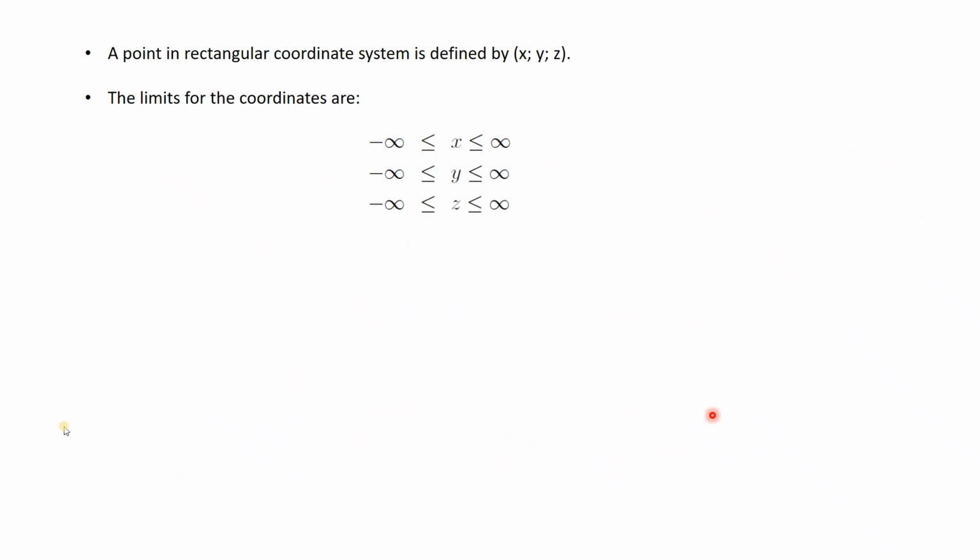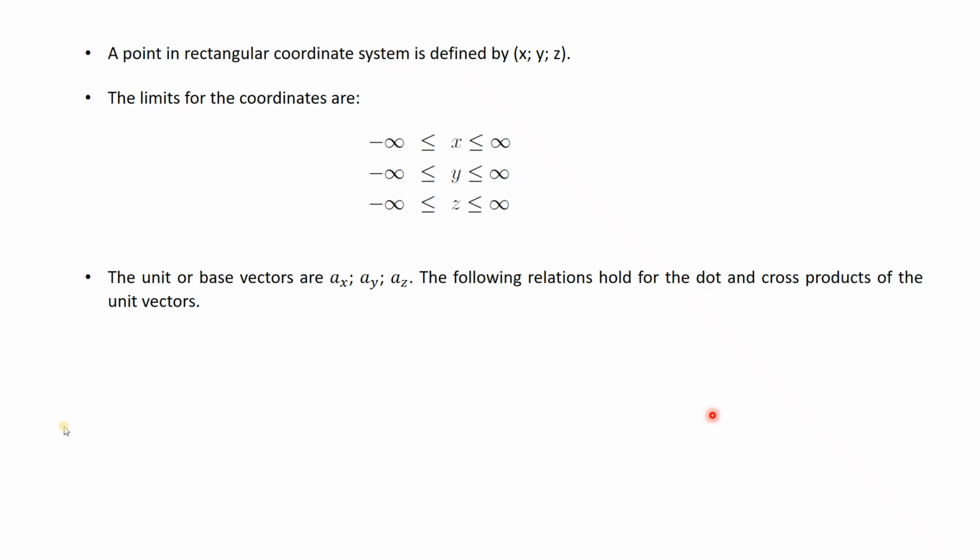Now this limit we have already discussed in the last class. There is no particular limit on these axes, because there is no limit to how much length or at what point you can locate a particular scalar or vector. That means in all three axes the limit is minus infinity to plus infinity, and for the unit or base vectors, that is the unit vectors x, y and z, the following relation holds.